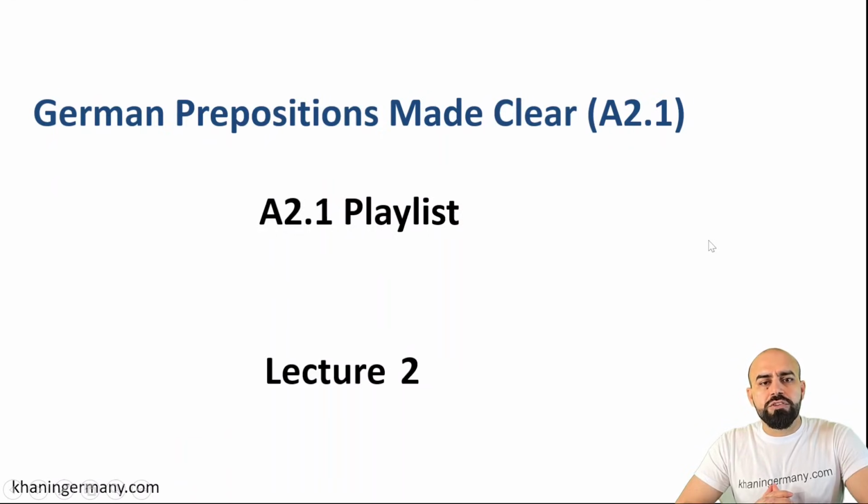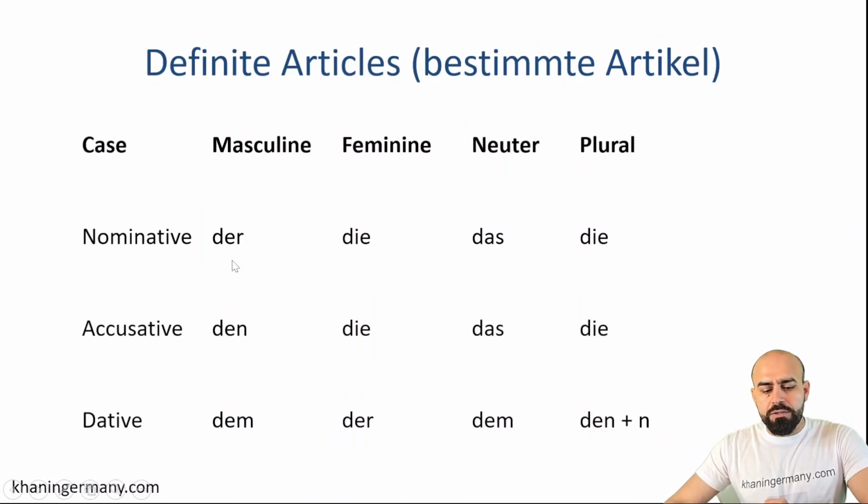In other words, sein always goes with the nominative case. Every time you use sein, the object after sein will always require articles from the nominative case. So I'm going to show you the articles now. These are the nominative articles: der, die, das, die. Then the accusative ones are den, die, das, die, and then the dative ones are dem, der, dem, den plus n. So if you have the verb sein, the object after sein will always require either der, die, das, or die. It will not require anything from the dative or from the accusative case.